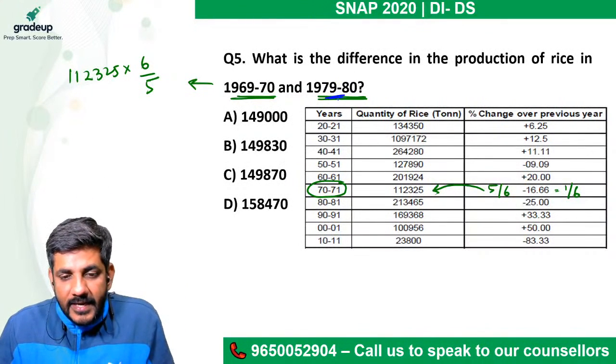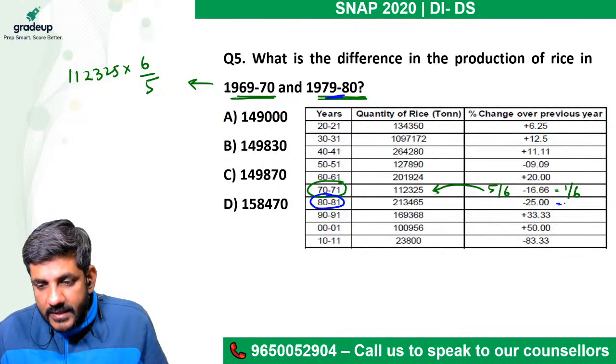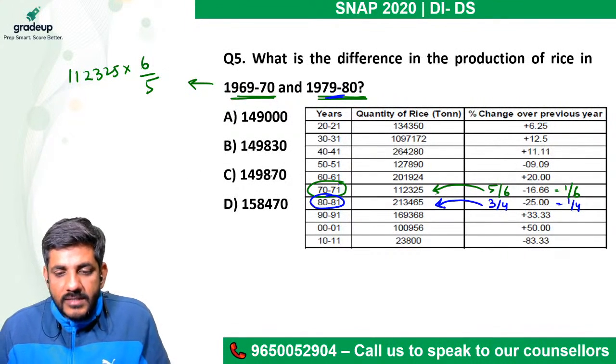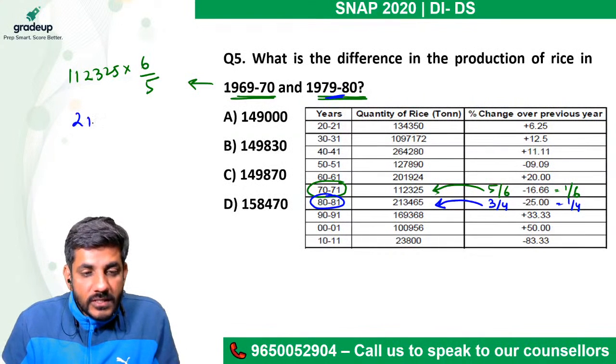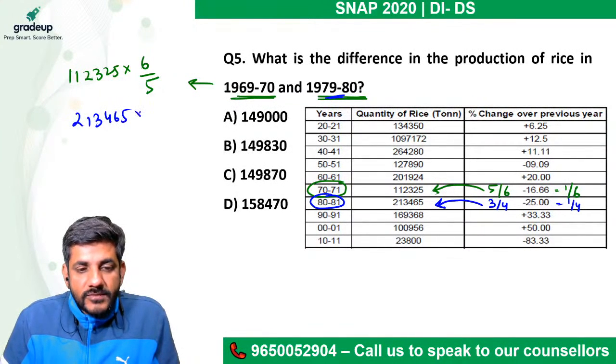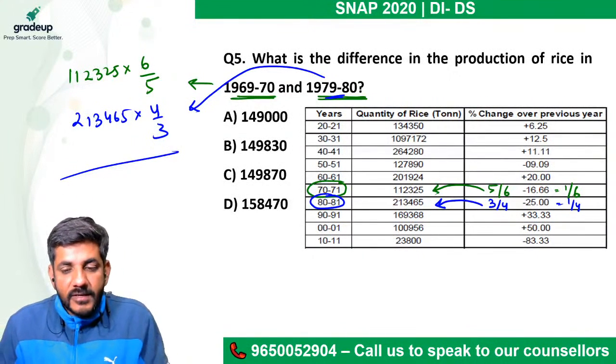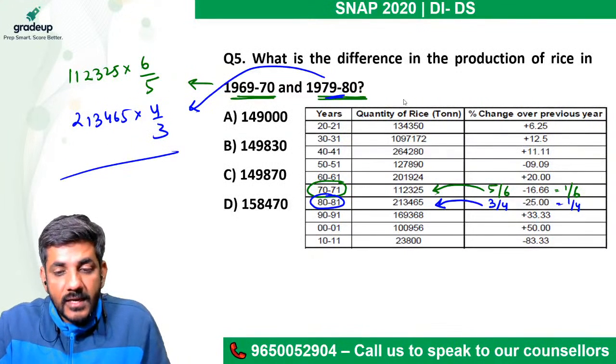Similarly, 7980 is the previous year of 8081. In 8081, there is a decrease of 1 by 4. A decrease of 1 by 4 means it is 3/4. If it is 3/4, so last year it was 4/3 of this figure. So 4/3 of it is the figure for 7980. And then we have to figure out the difference of these two figures, and that will give us the answer.